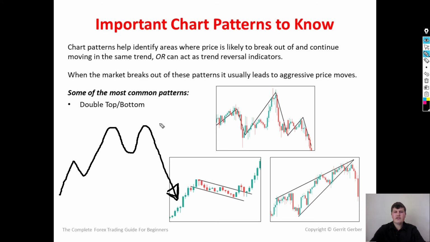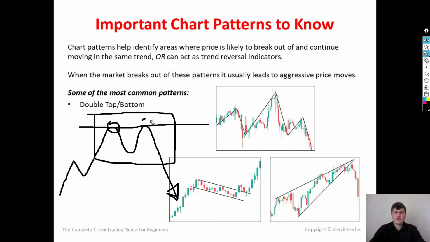Now in the previous video we said this then becomes a resistance zone, or in this case it is a double top chart pattern. It touches the same price twice, meaning it makes a double top, and a double top is usually a trend reversal indicator. So with a preceding uptrend, when a double top appears, you can likely expect a change in trend and a move lower.